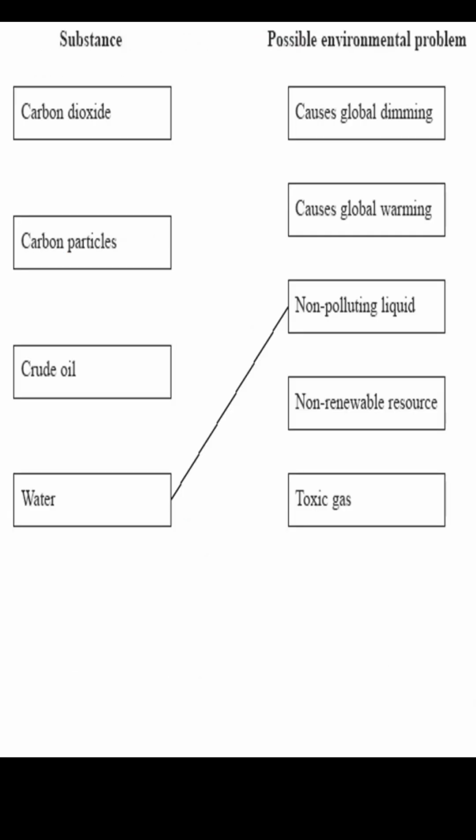Let's look at one more question. Join the name of the substance to the environmental problem. So carbon dioxide. Well, we know that causes global warming, and that's formed from complete combustion. Carbon particles formed from incomplete combustion cause global dimming. And finally, crude oil is a non-renewable resource.